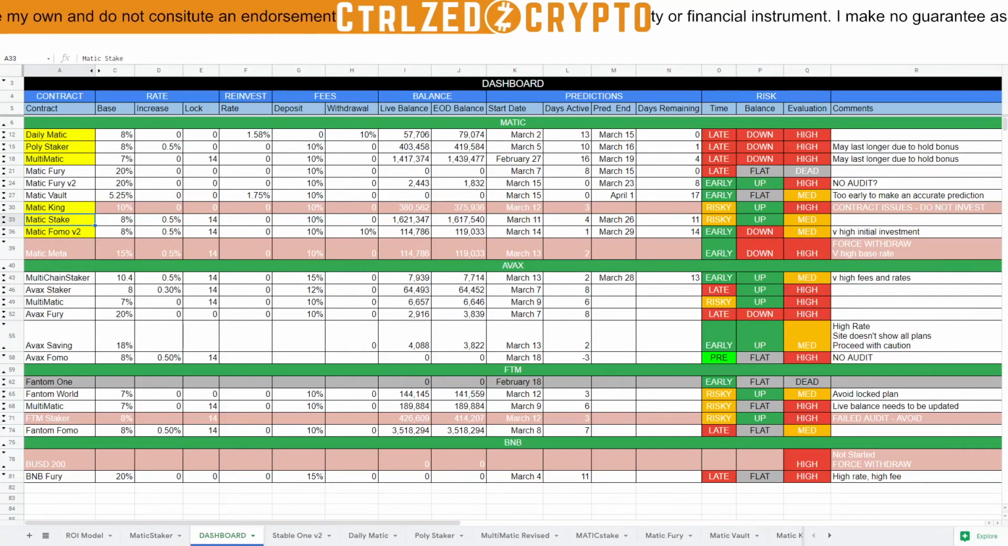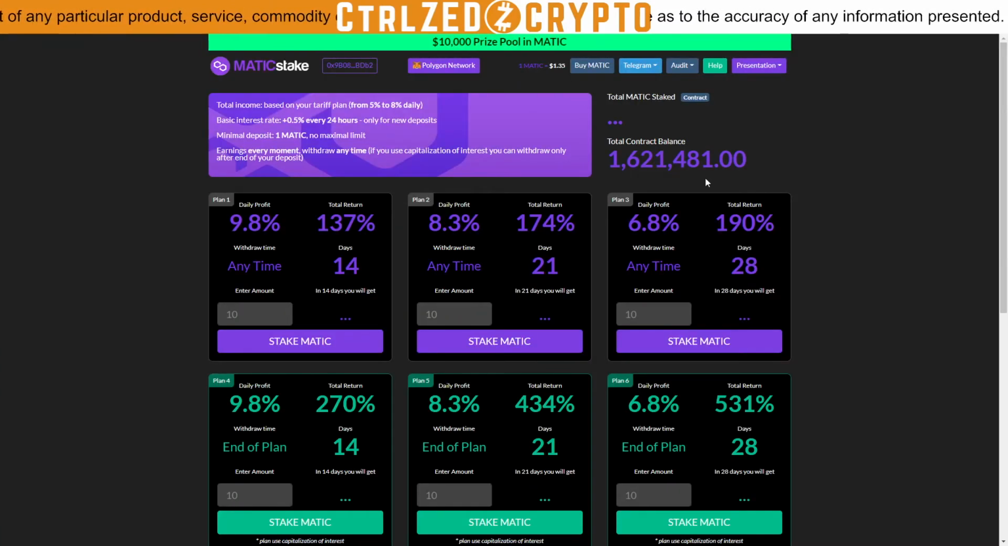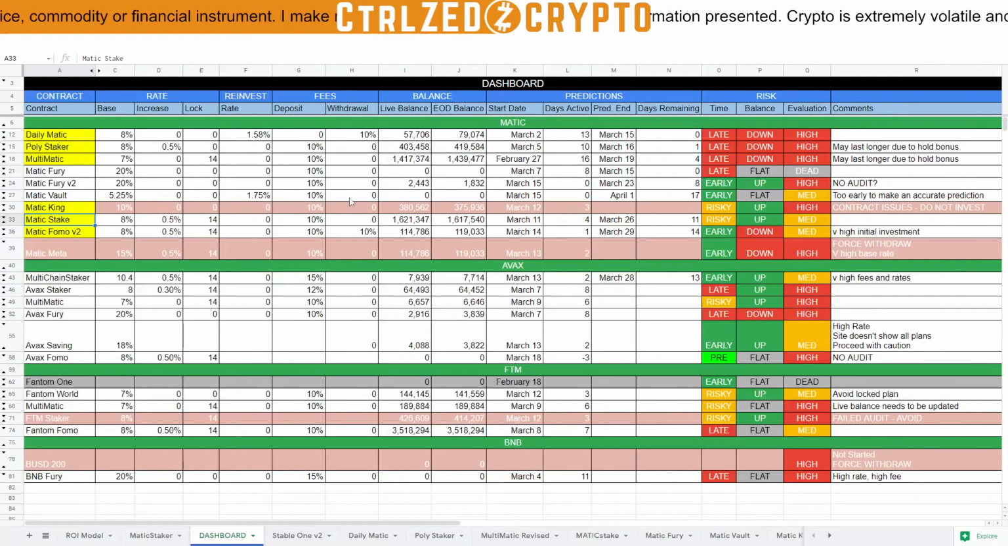Matic Stake. Let's see if I can find this among all of the tabs I have open. Yeah, so Matic Stake, I think we've spoken about. I'm not sure if there's much more to add. I've said risky because it's more than a few days old at this stage. I'm predicting the end is at March 26, which I think is pretty much just basically the 14 days of the minimum lock-in period there, 14 days, on the assumption that most people don't go in the daily plan.